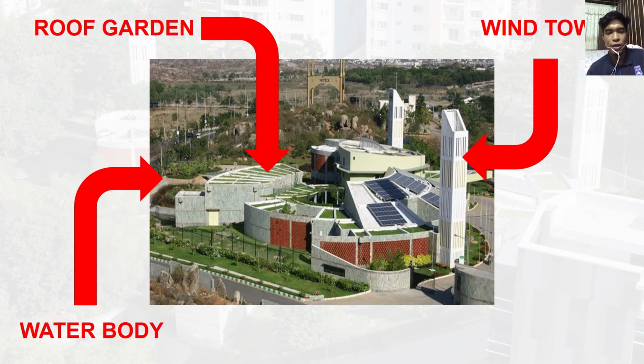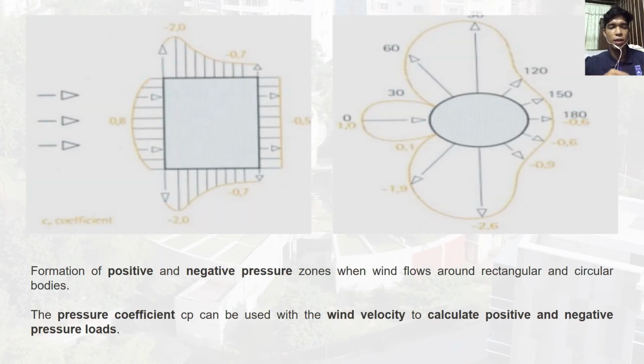There are three types of passive energy, which are roof garden, water building and wind tower. So this is the shape of a building. The shape is the most important thing for architects to build their building, because every shape has its own benefits.